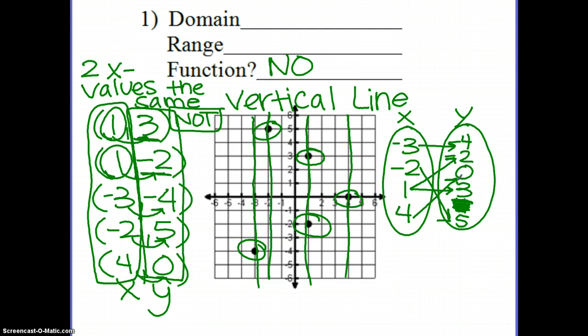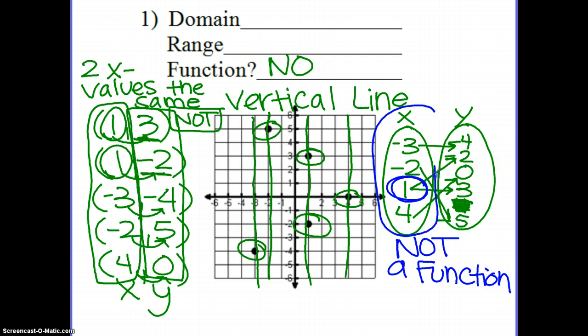So this is another way that you can check, and you see that here this number 1 is going to two different numbers. That's a way that you can know right away that this is not a function. When you have an x number, x's are on this side, when you have an x number that goes to two different numbers, that's not a function.